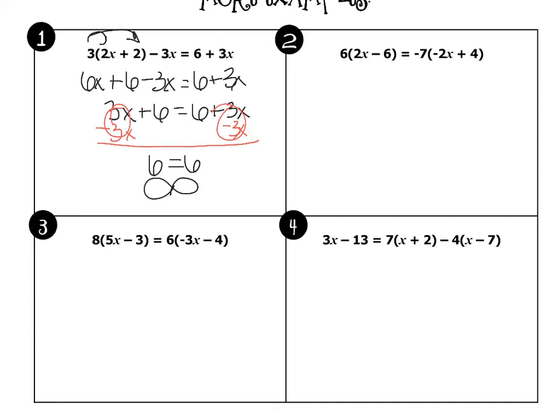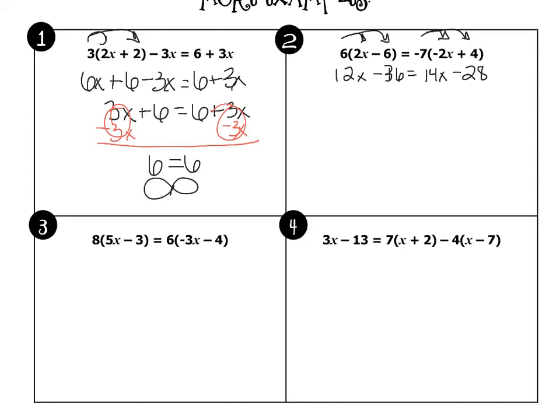Now number 2, we're going to go ahead and solve. Distribute that 6 and the -7. You'll have 12x minus 36 equals positive 14x minus 28.